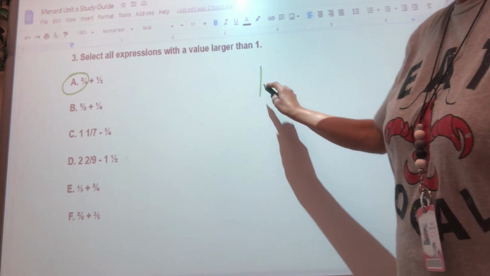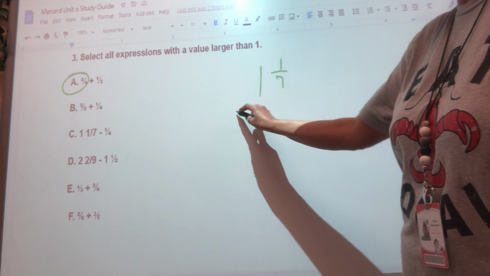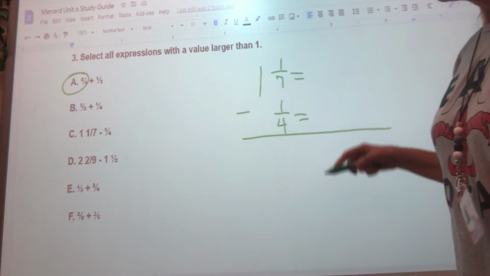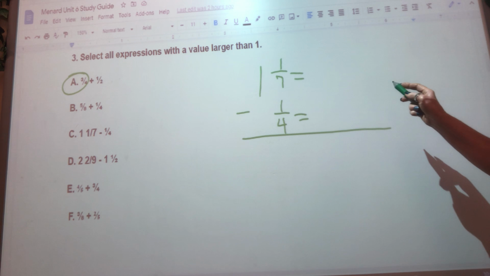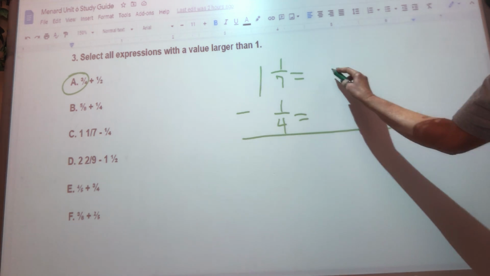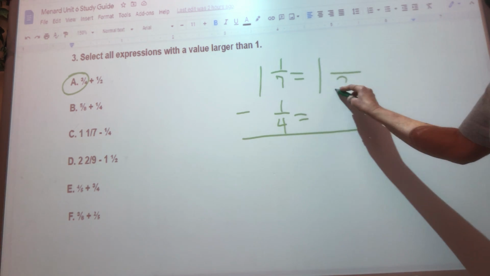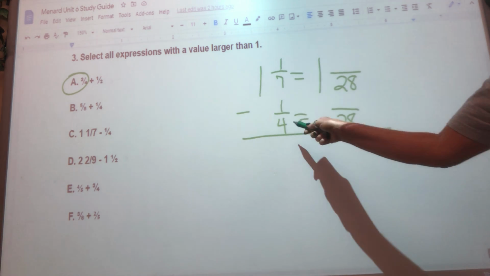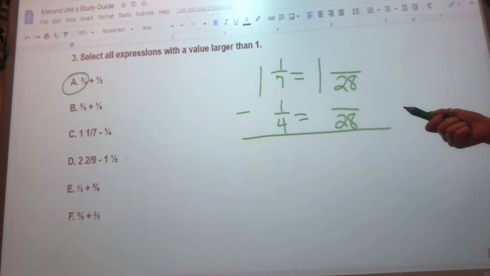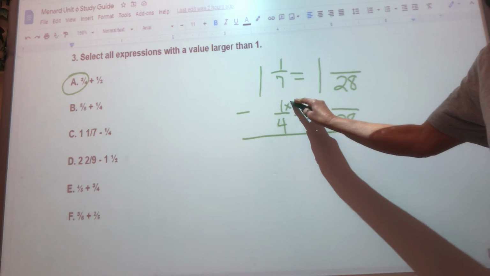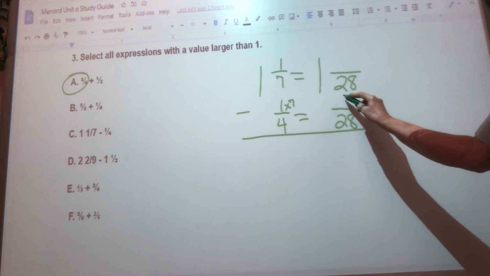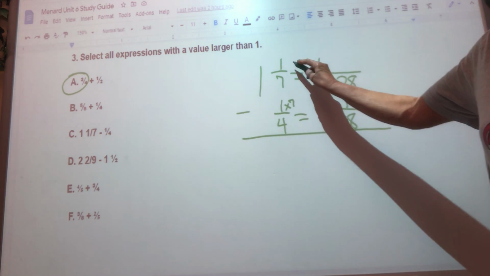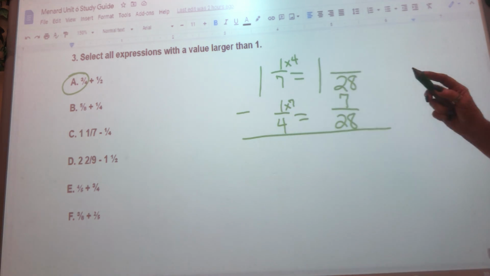Third one. You don't even have to work it out. 1 and 1/7 minus 1/4. What's the common denominator? 7. Wait. We should multiply. 28. Okay, it won't affect the whole number. This one we're going to need new numerators for both of them. What would I have to do to 4 to get 28? Times 7. So my new numerator is 7. What would I have to do to 7 to get 28? Times 4. So what's my new numerator?